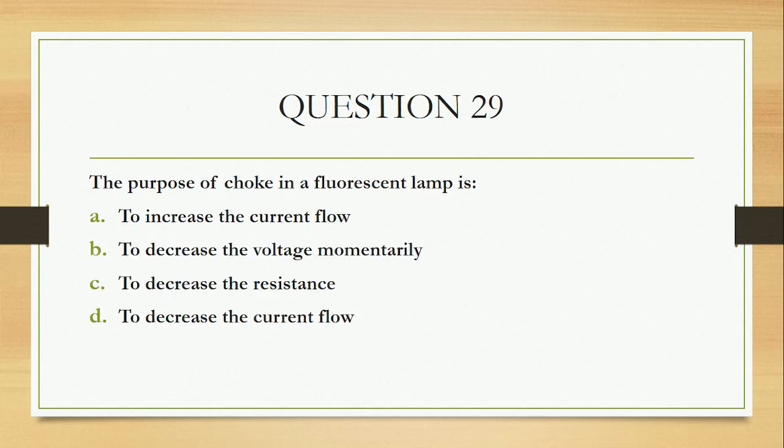Now our next question is, the purpose of chalk in a fluorescent lamp is option A, to increase the current flow, option B, to decrease the voltage momentarily, option C, to decrease the resistance, or option D, to decrease the current flow. And the correct option is option D, to decrease the current flow.